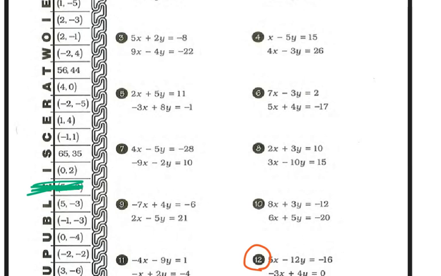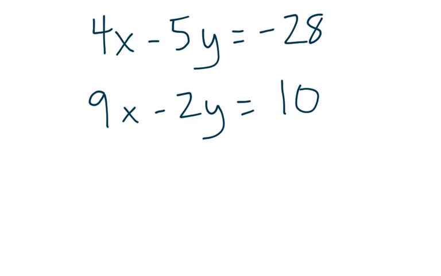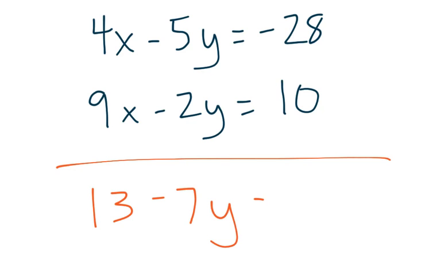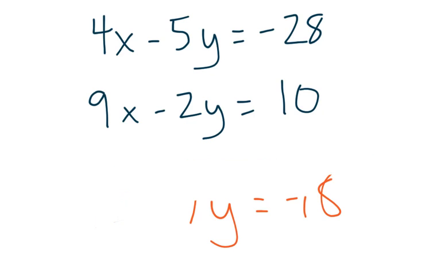Okay. So the first thing that you should notice is that if I added them right now, the only thing that would happen would be I'd get 13x minus 7y equals negative 18. No help at all. Nothing eliminated. I have all the same variables. Didn't help me at all. So I definitely have to alter this.